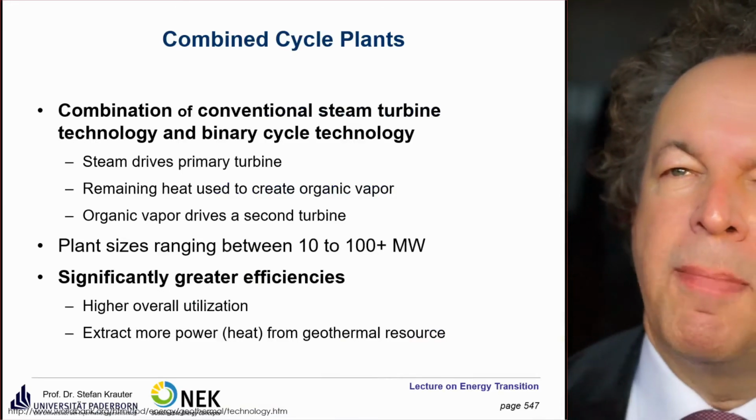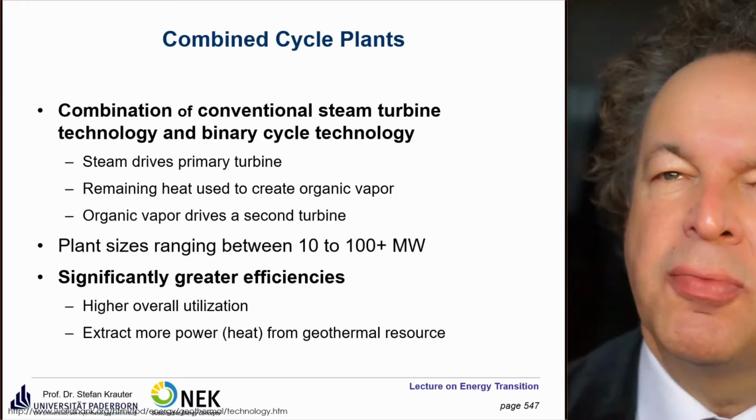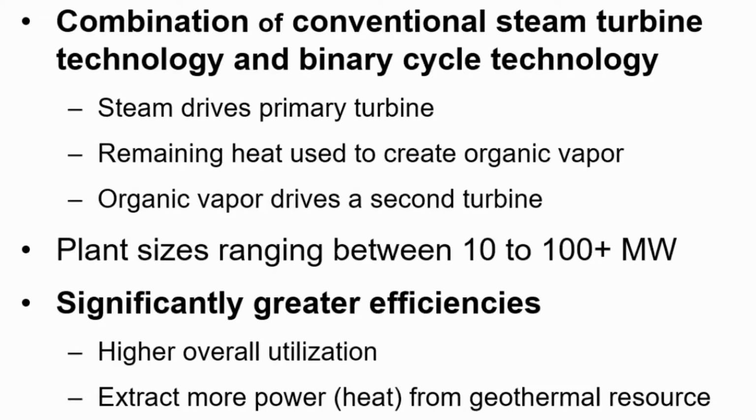Let's talk about combined cycle plants. This is a combination of a conventional steam turbine and a binary cycle technology. So we have the steam, which drives a primary turbine. We have the remaining heat used to create organic vapor. We have the organic vapor, which drives a second turbine. Plant sizes are in the vicinity of 10 to 100 megawatt or more. Significantly greater efficiencies.